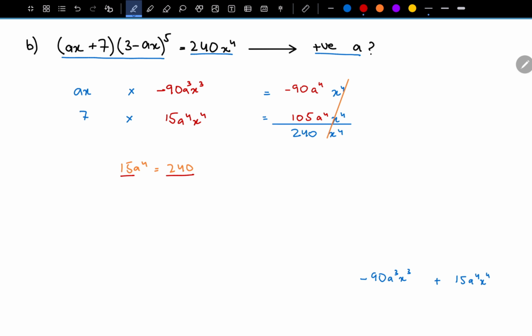Dividing both sides by 15, this will give us a to the power of 4 equals 16, and a will be equal to plus minus 2. But we know that we need to find the positive value. So the final answer will only be a equals 2.